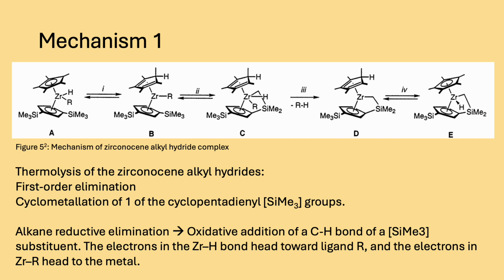These reactions are best viewed as a composite of alkane reductive elimination followed by oxidative addition of a carbon-hydrogen bond of a trimethylsilyl substituent. The electrons in the zirconium-hydrogen bond head toward the ligand R, and the electrons in the zirconium-R bond head to the metal.